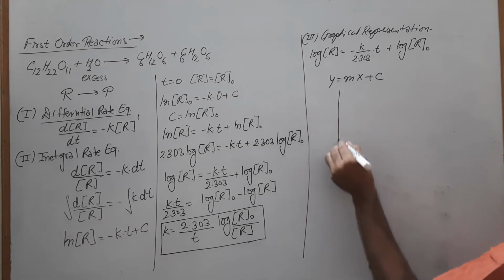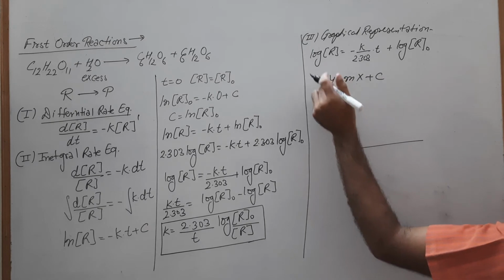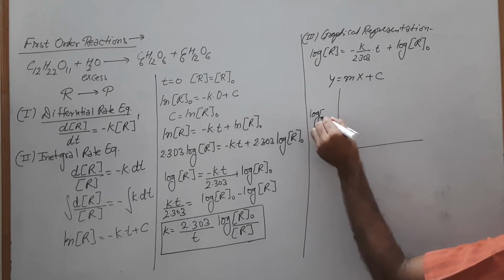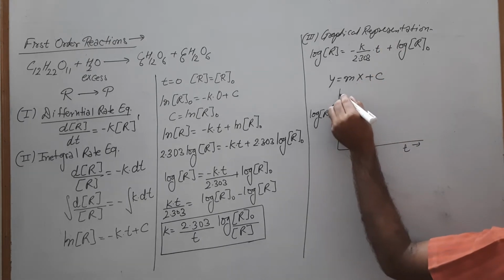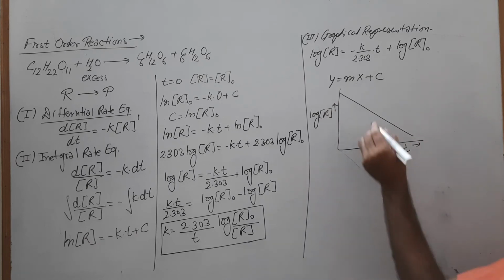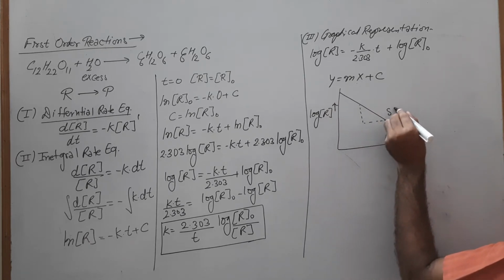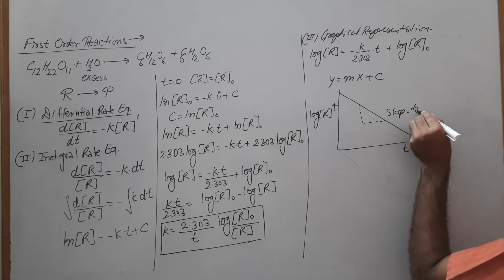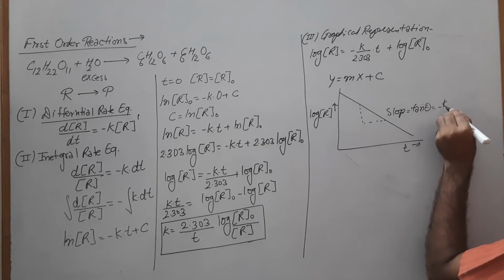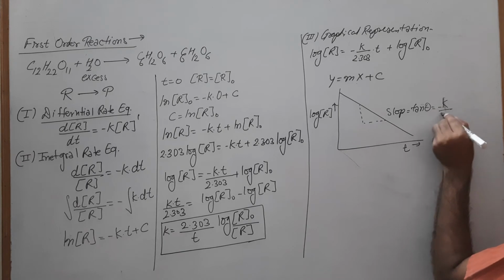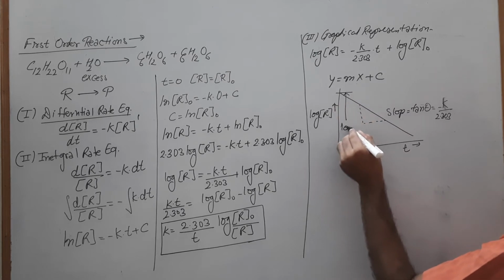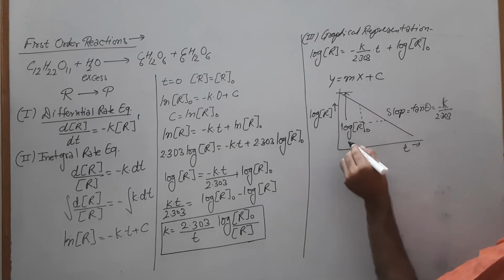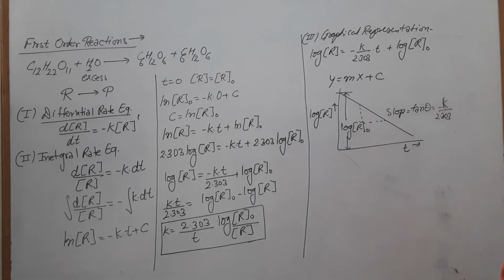Plot a curve between log R on the y-axis and t on the x-axis. A negative slope line is obtained here. The slope of this line equals tan theta, that value is tan theta, or equals minus k by 2.303. The value of the intercept equals log R0. So this one is the graphical representation.